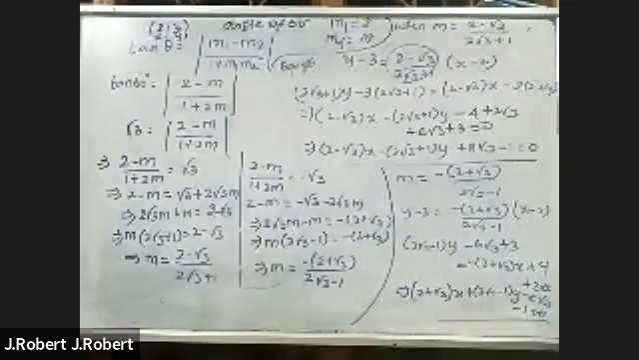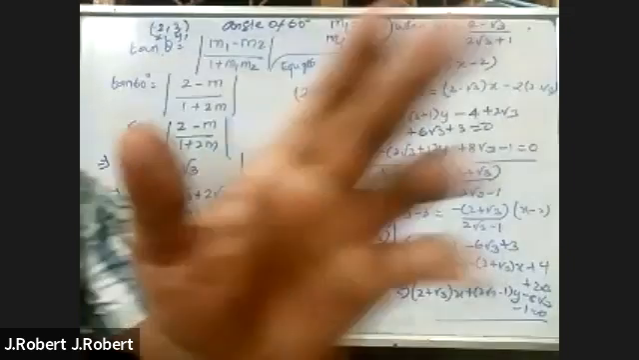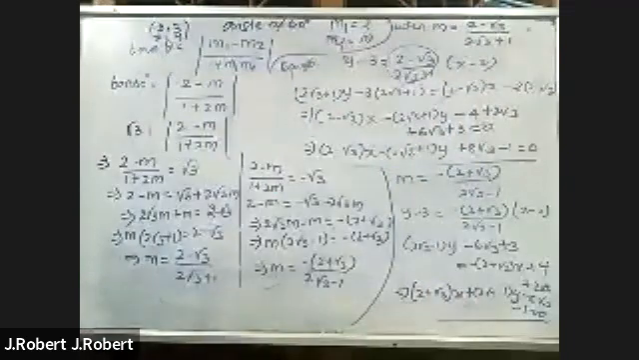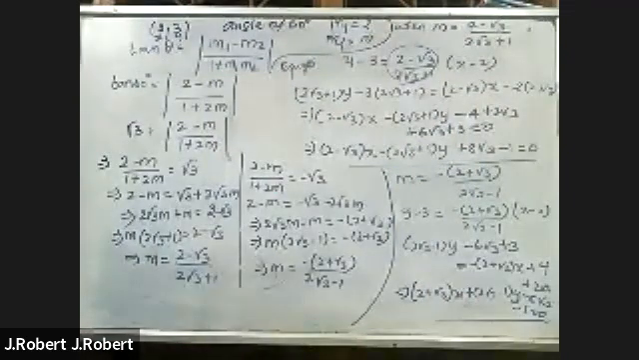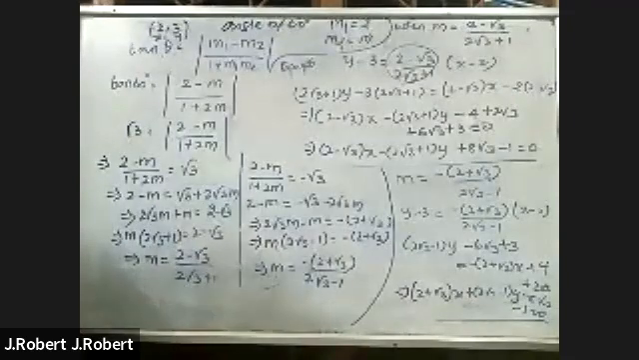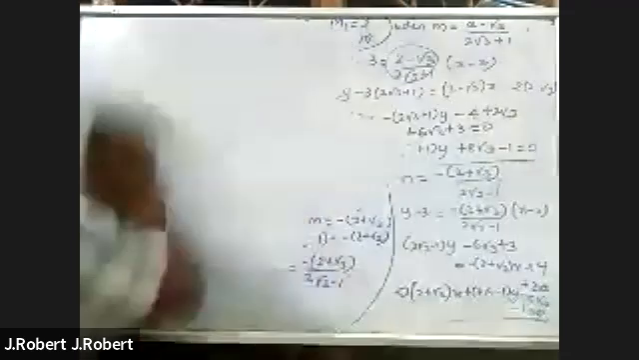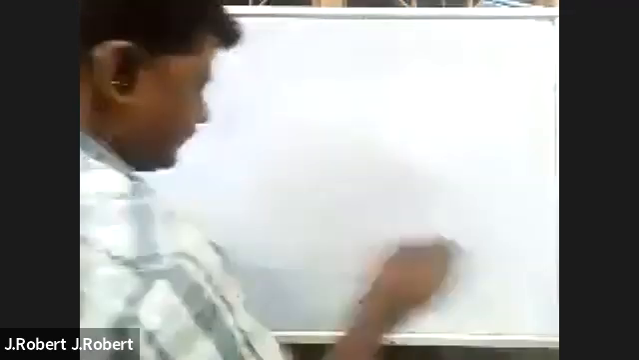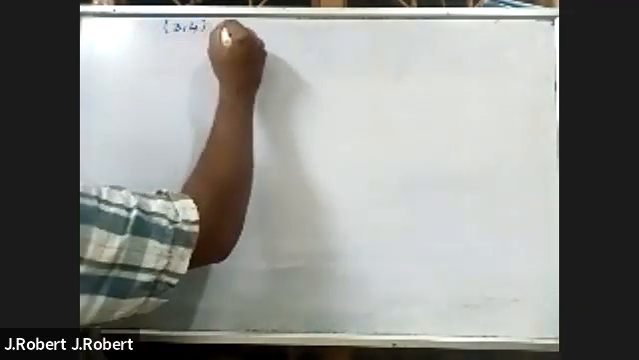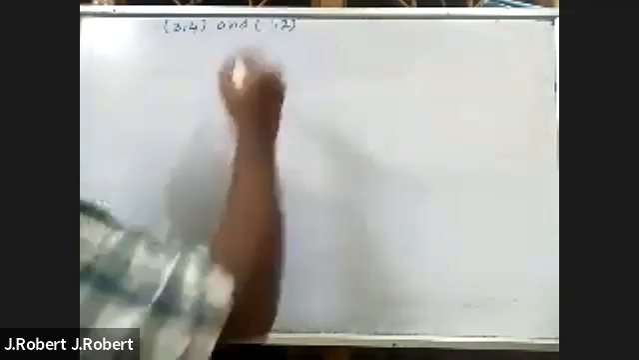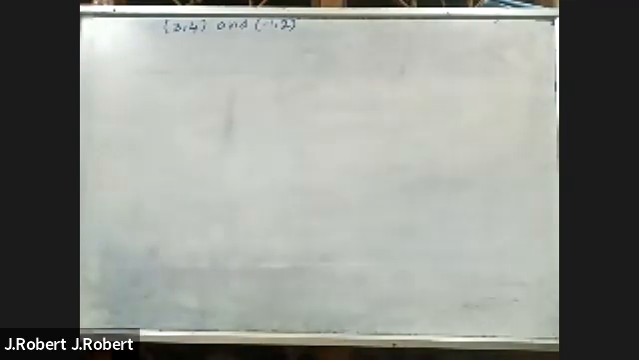Find the equation of the right bisector of the line segment joining the points 3, 4 and minus 1, 2. Okay, please listen carefully.